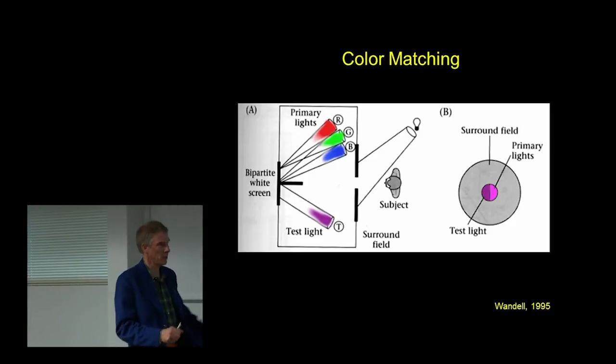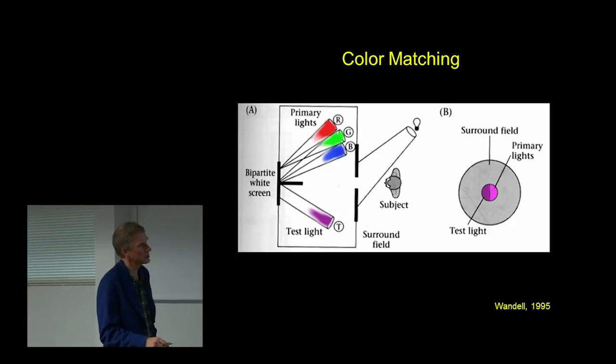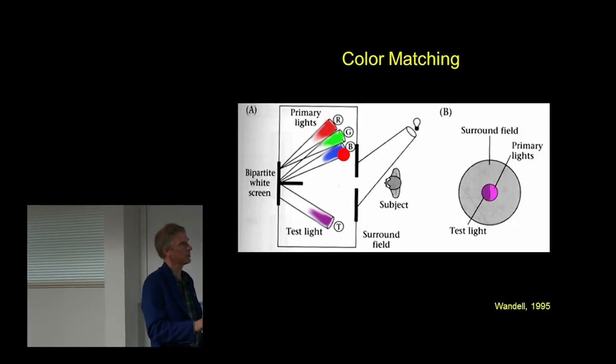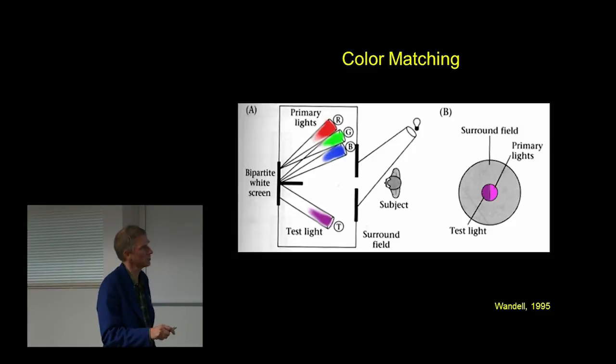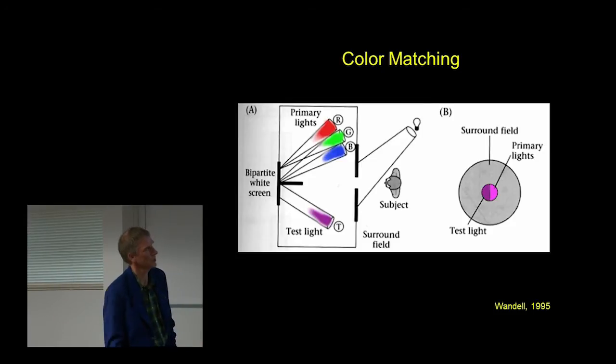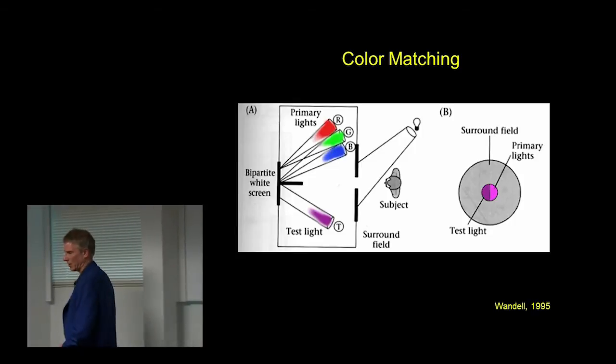So you look inside a box, and what you see is this split screen, and down here you have this split circle. On the left you have some test light, in this case sort of purple, and then here you have three adjustable primary lights, the red, green, and blue guns, if they're, for example, a CRT or computer screen. You adjust them until you can match them. And the claim is that any natural light can always be matched by some combination of these three lights. So that's the operational way to define trichromacy.